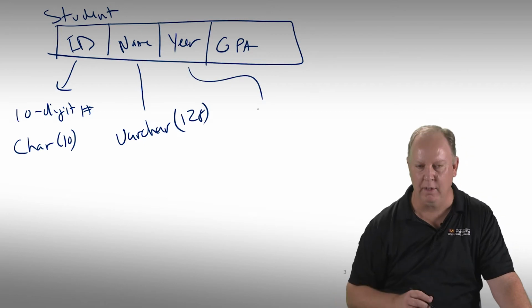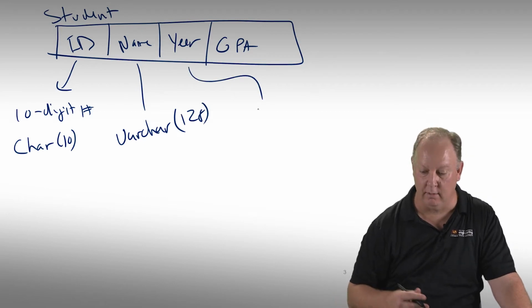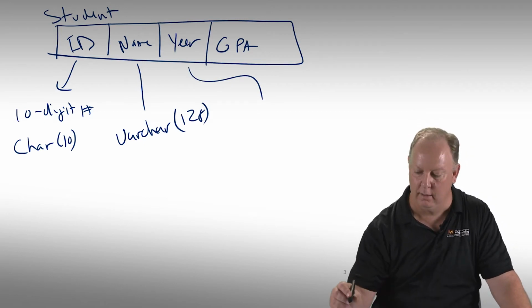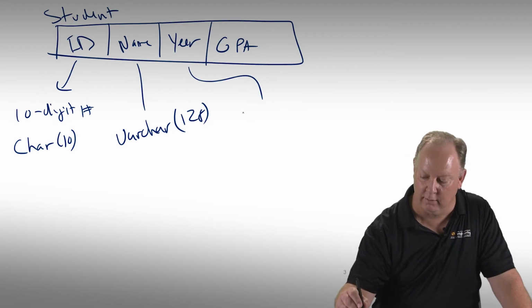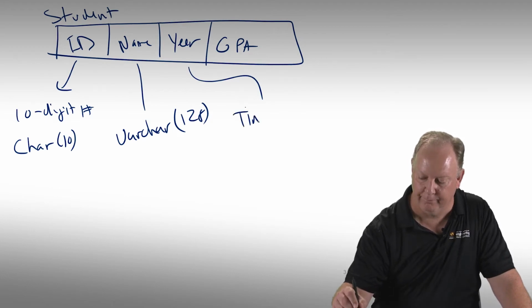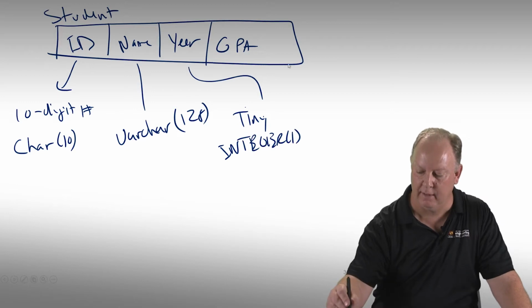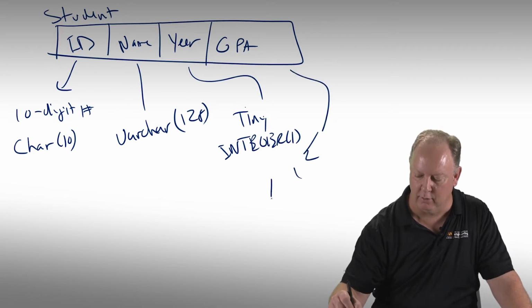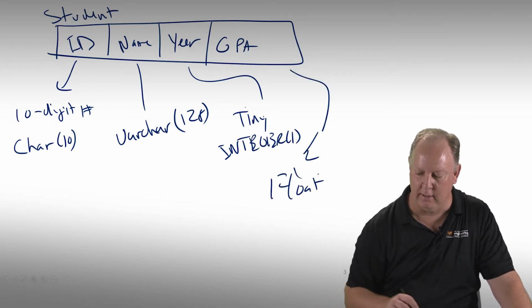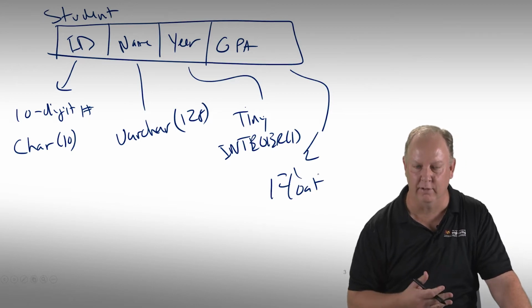Our year, maybe we go with a number for that, 1 through n. So this could be a small int or a tiny int, or an integer with a fixed length field, an integer 1. And then we can have a GPA, which is a real number or a float on here. And again, we could specify that down to the precision that we want.